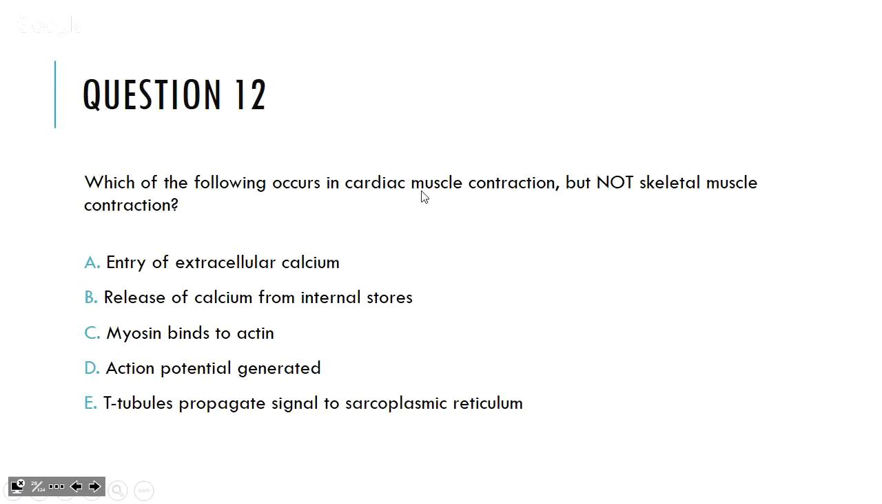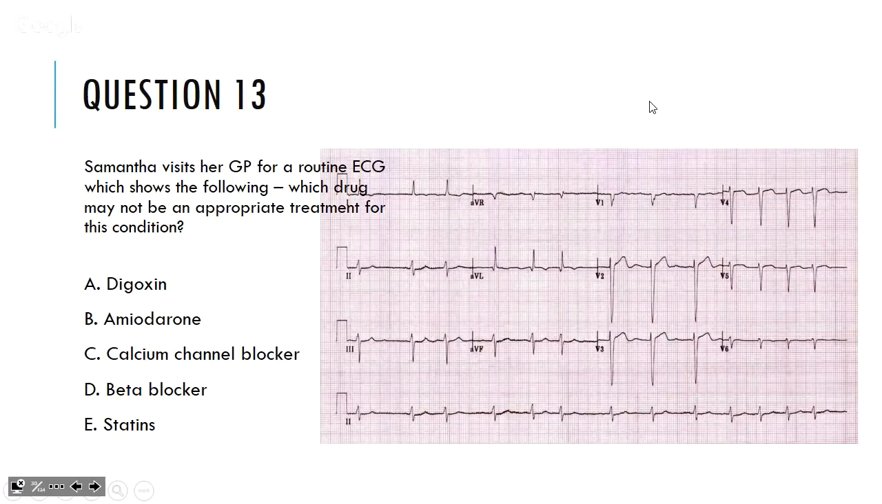Yep, so which of the following occurs in cardiac muscle contraction but not skeletal muscle contraction? Unsure, that's all right. So it's just A. So for cardiac, there has to be calcium entering from outside, which then causes calcium to be released inside. Whereas skeletal, there's action potential from outside that results in calcium. Question 13, do you want to pick someone?